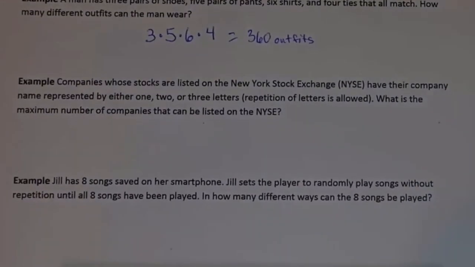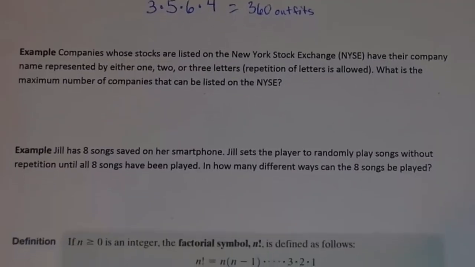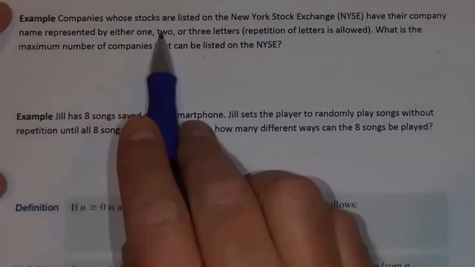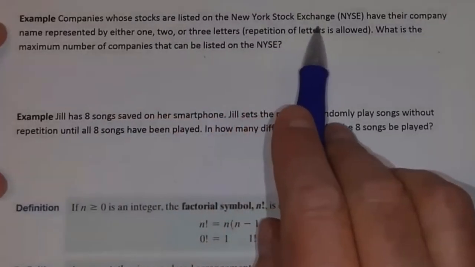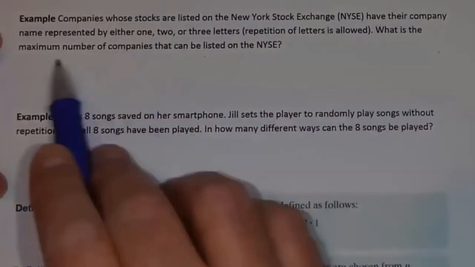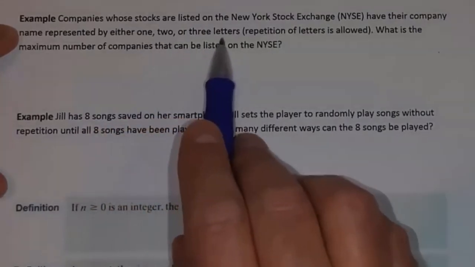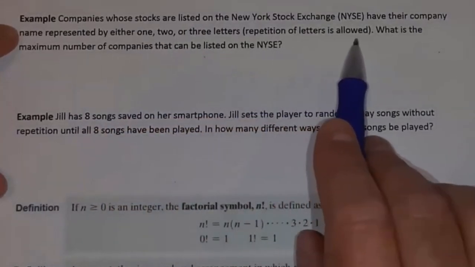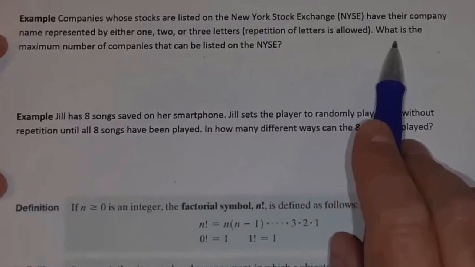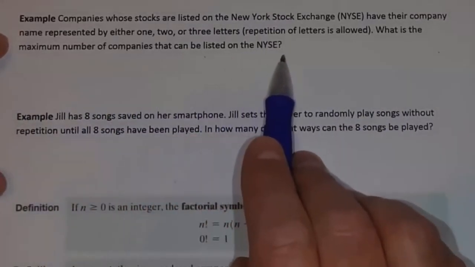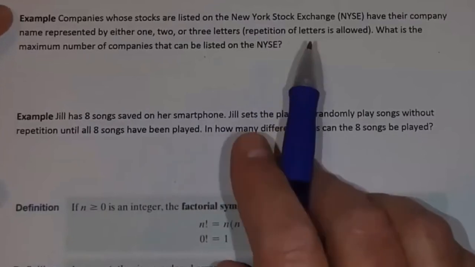What about the next example? Changing it up just a little bit. Companies whose stocks are listed on the New York Stock Exchange have their company name represented by either 1, 2, or 3 letters, and repetition of letters is allowed. What is the maximum number of companies that can be listed on the New York Stock Exchange?